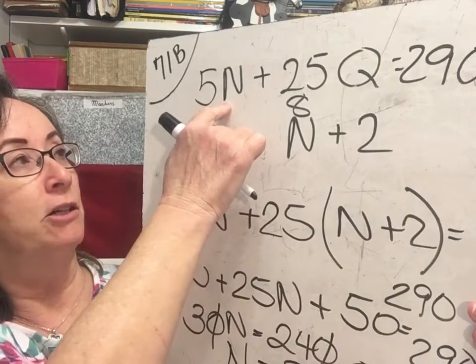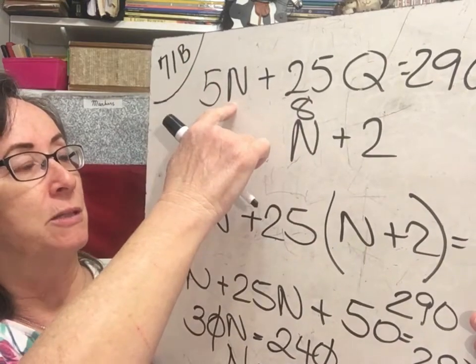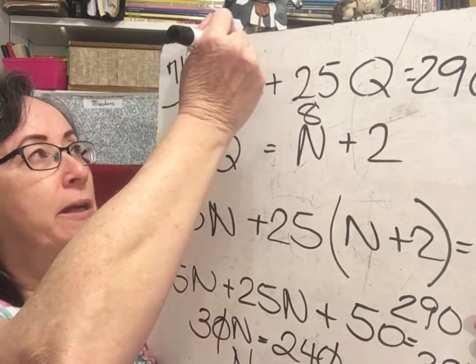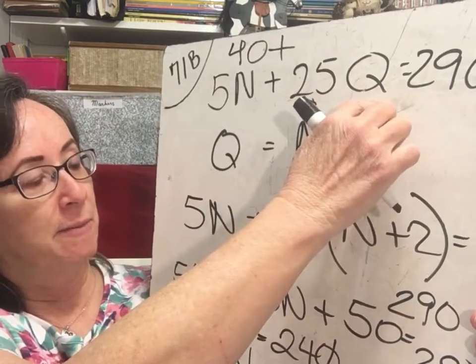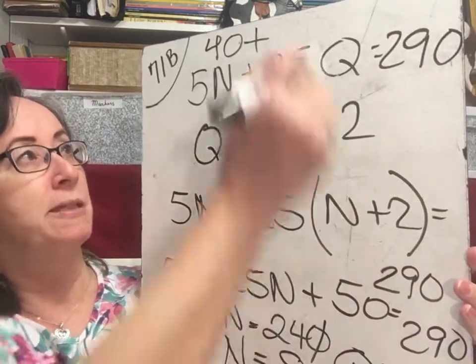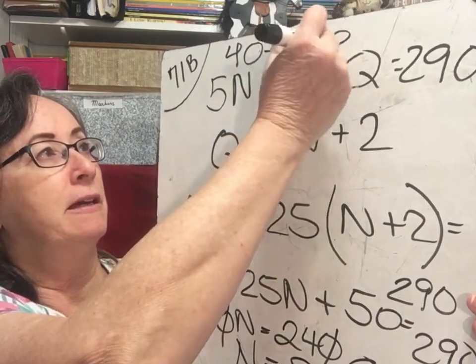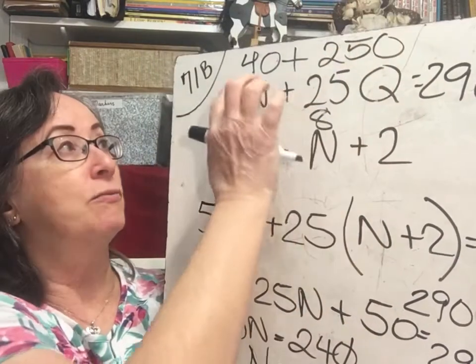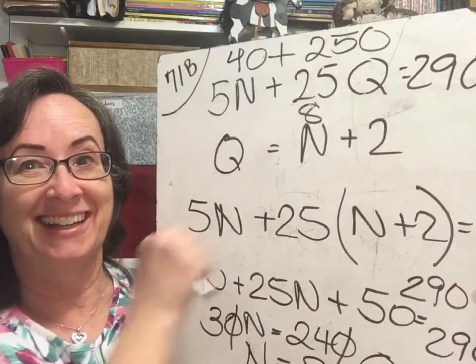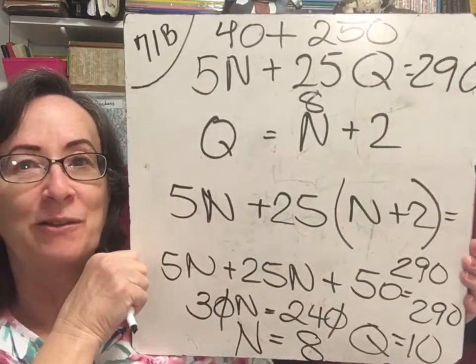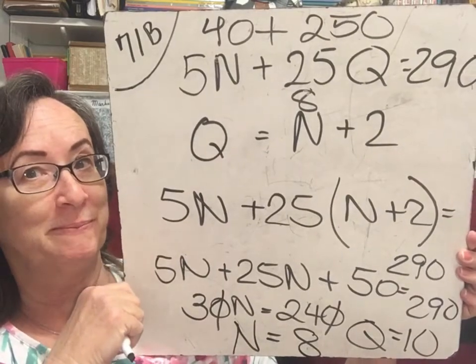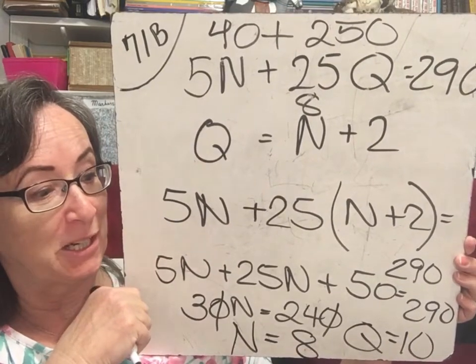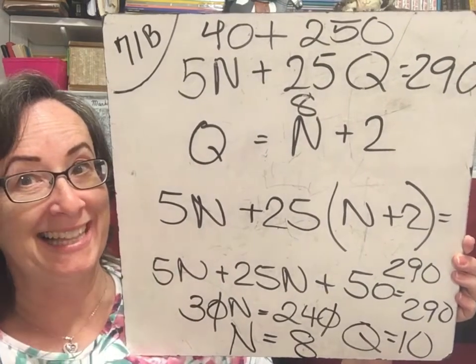And then we go up here to check. The number of nickels was 8, so 5 times 8 is 40. And then 25 times the number of quarters. The number of quarters was 10, so that would be 250. And is 40 plus 250 equal to 290? And it is. So that would be a very simple way to work that problem. Now we're ready to go to our practices at the end.